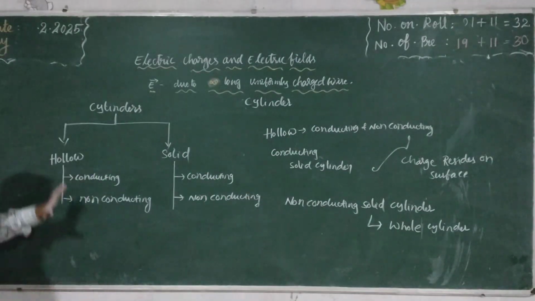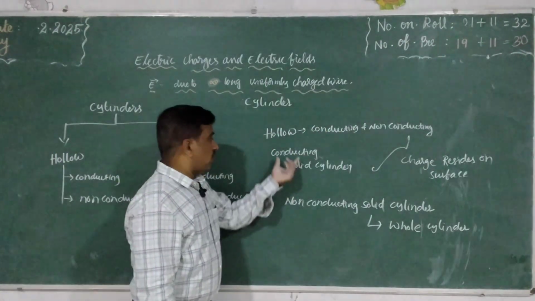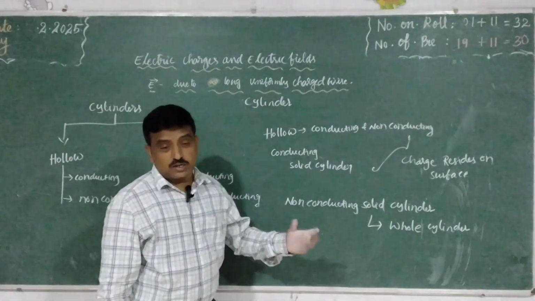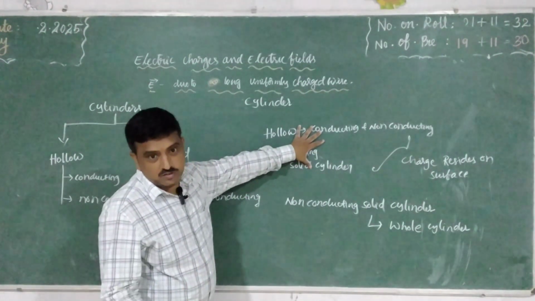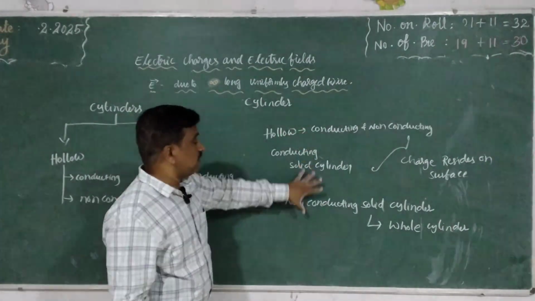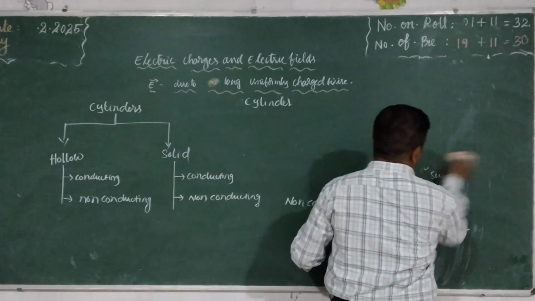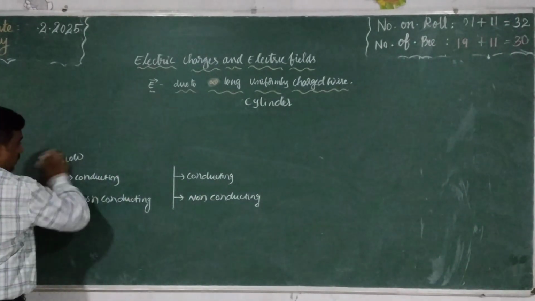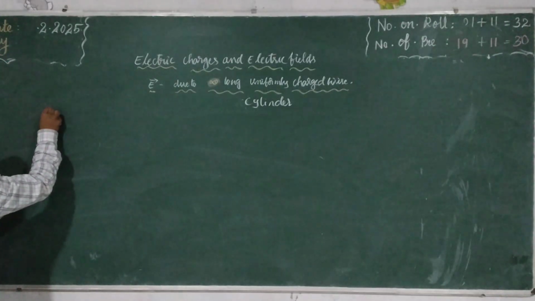Now we discuss the electric field due to hollow conducting, hollow non-conducting, and solid conducting cylinders. Because in all these three the charge will be on the surface, whereas in the other one the whole cylinder has charge. That's why this is one case, and that is the second case. First we discuss the electric field due to hollow conducting, non-conducting, and solid conducting cylinders. I write here electric field.